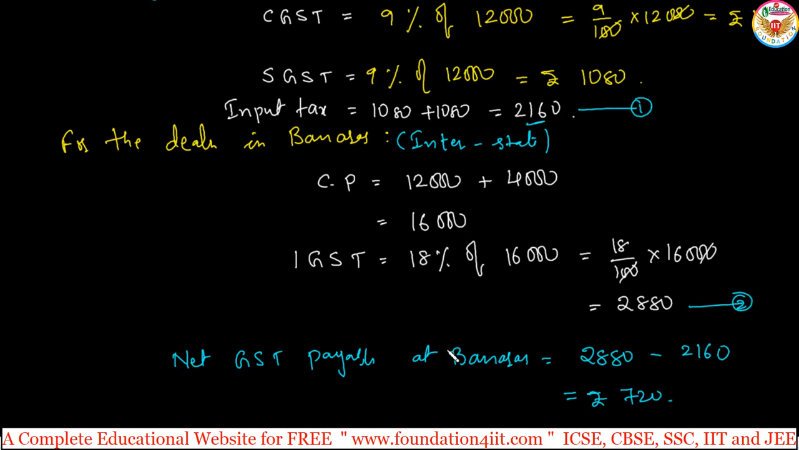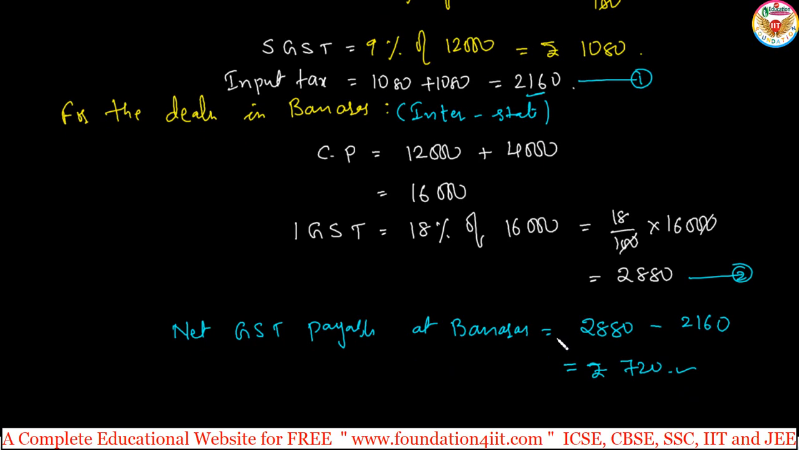So net GST payable at Banaras is the tax on profit. The profit is 4,000, right? 18% of 4,000 is obviously 720 only. So there is also credit. From the input, we have to find the output, and the difference of both is the net GST payable at this place. Okay, and let us see another type of question.